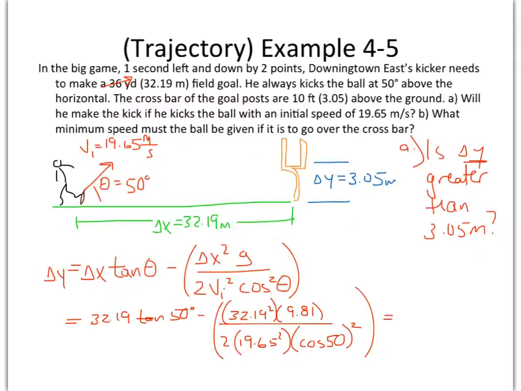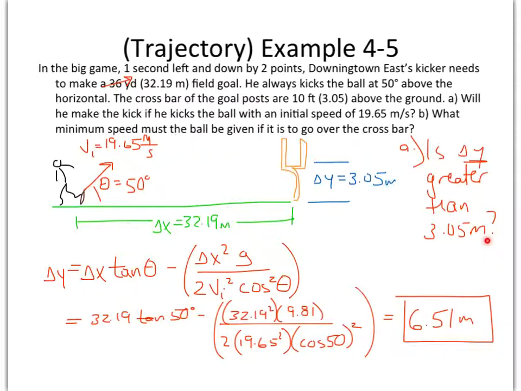So this will tell us what the height, or you might say the y displacement, of the ball will be when it gets to the goalposts. If you crunch your numbers, we're going to get a value of 6.51 meters. So when it gets to the goalpost, it'll be at a y displacement of 6.51 meters. Hooray, it works. It's greater than the required height to get over the crossbar, greater than 3.05. So he splits the uprights, gets over the crossbar, and we win the game.